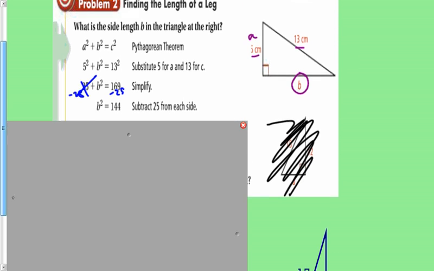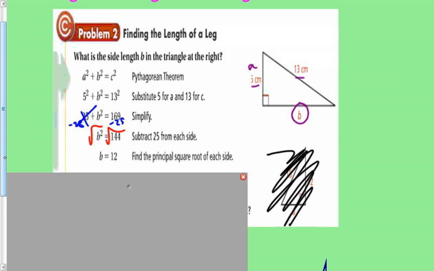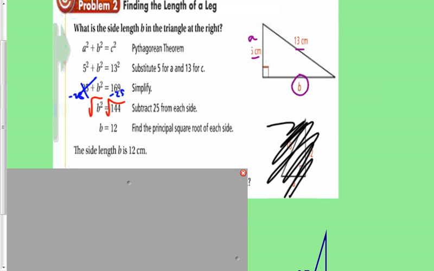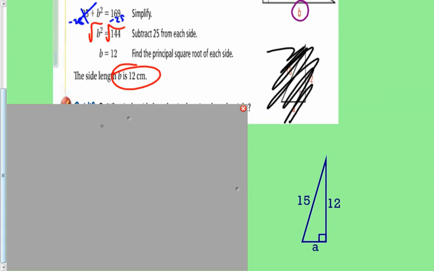And this is where we do the square root of both sides to get b by itself, and that equals 12. It could potentially equal negative 12, because negative 12 times negative 12 equals 144, but you can't have a negative side length. So that's why it's just positive 12, meaning the side length would be 12 centimeters. Okay, so that's not a whole lot different than finding the hypotenuse, just essentially one extra step.